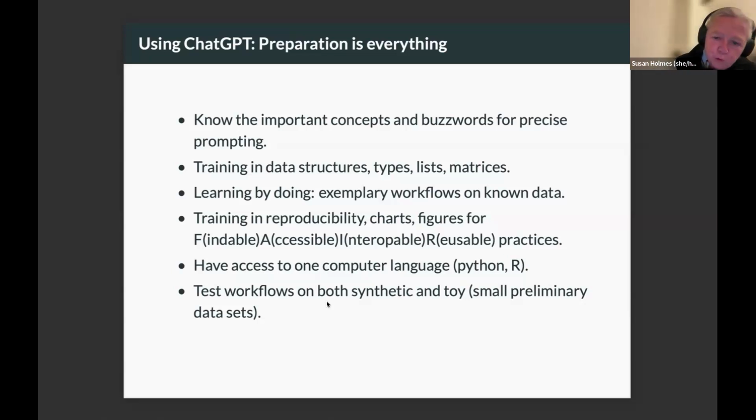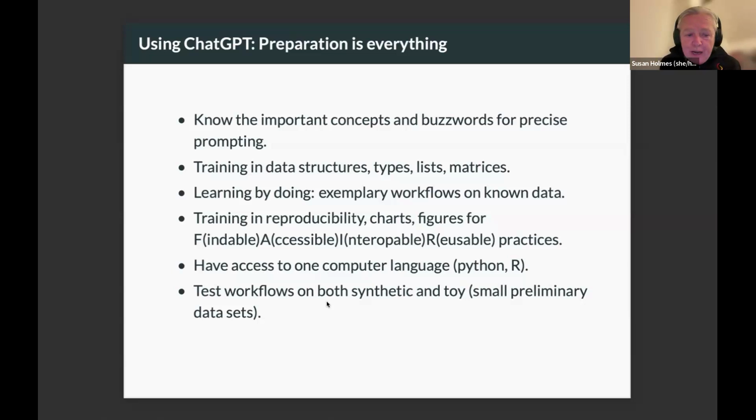And then we do a few exemplary workflows where they know the data and they can understand the new methods on known data. So you can't do unknown data and an unknown method, because that makes two unknowns and they cancel each other out. So you can't follow.